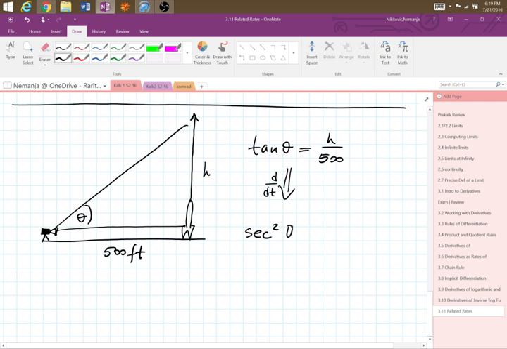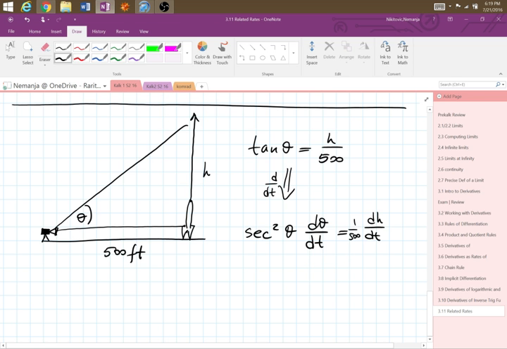Very good. Secant squared theta, followed by d theta dt as a chain rule. On the other side, we have a constant 1 over 500. We just get to copy that. And the derivative of h is dh dt, right? And then you can put 1 over 500 in front. That's just the constant.